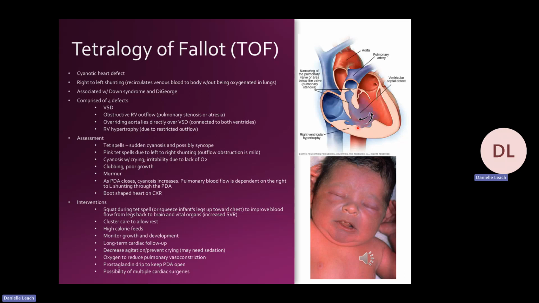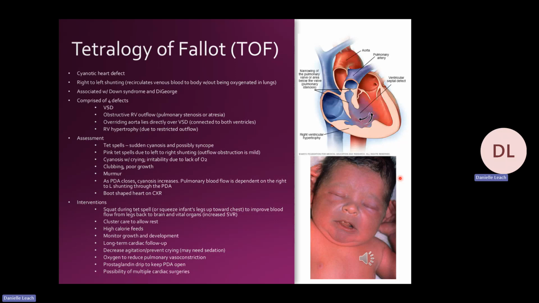So assessment-wise, one of the things that can happen is called a TET spell. A TET spell is basically what's pictured in this baby here: sudden cyanosis and possible syncope. Especially if it's an older child, they could actually pass out or faint. But for a baby, usually they're severely cyanotic like this, with circumoral cyanosis, and can also be cyanotic in their hands and feet. A lot of times this happens with crying or irritability due to the lack of O2.